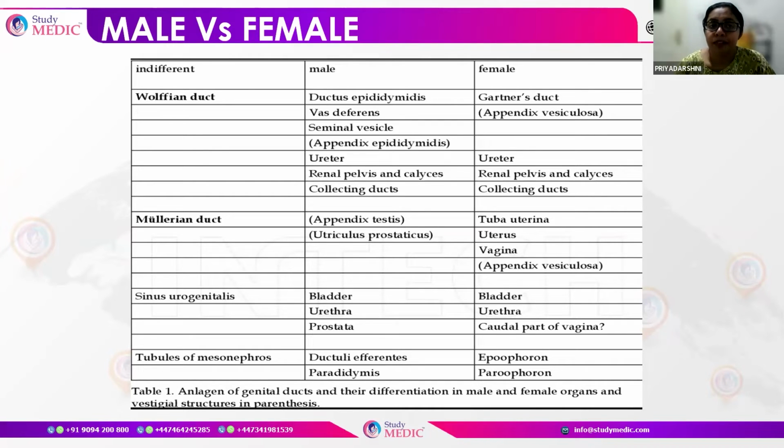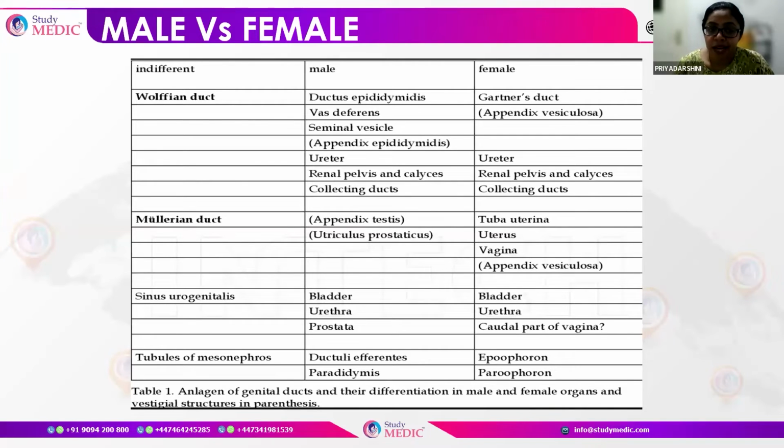Now, going on to the differentiation between the male and female, we need to know the origin of the male and female reproductive tract. Now, going on to the structures. First one is the Wolffian duct. The Wolffian duct in the male is important. We have the main structures forming from the Wolffian duct. They are the ductus epididymis, the vas deferens, and the seminal vesicle. In the female, we have remnants which appear as Gartner's duct. However, note that the ureter, the renal pelvis, calyces, and the collecting tubules originate from the Wolffian duct. The other name of the Wolffian duct is the mesonephric duct.